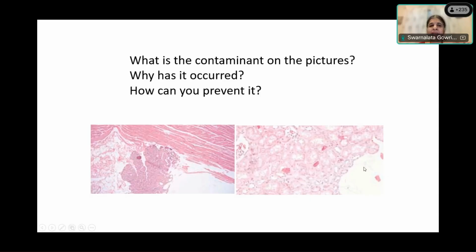What is the contaminant on the right? The small red ones, yeah. What are they?